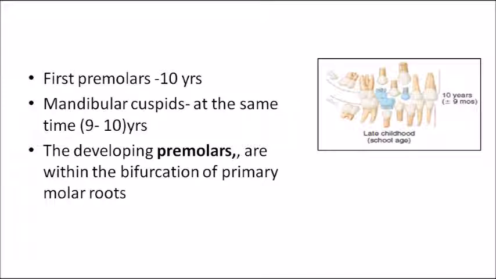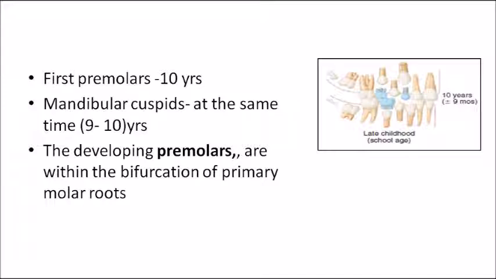So please note in the picture the first premolars, both in the upper and lower arch, have erupted. And the mandibular canines will make an appearance at around 9 to 10 years of age. And also you can see that the developing premolars will be placed between the bifurcation of your primary molar roots. So in this picture, the second primary molars are remaining, and within the bifurcation of these primary molars, the developing premolars will be placed.